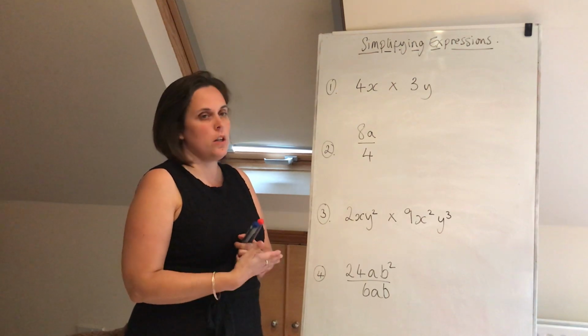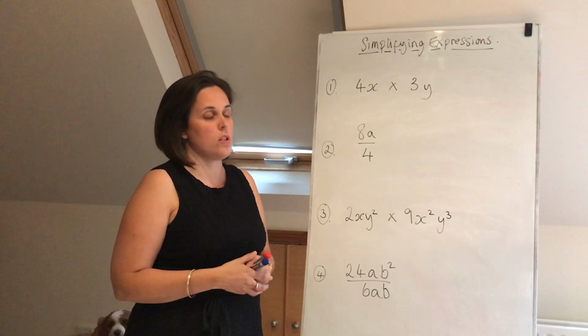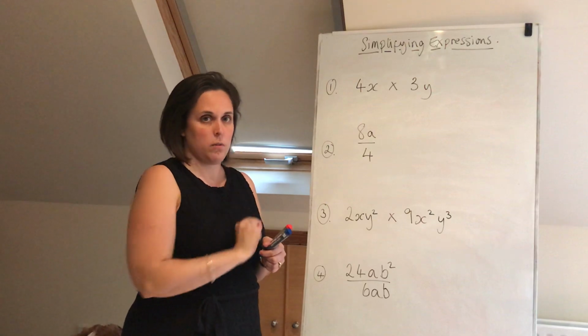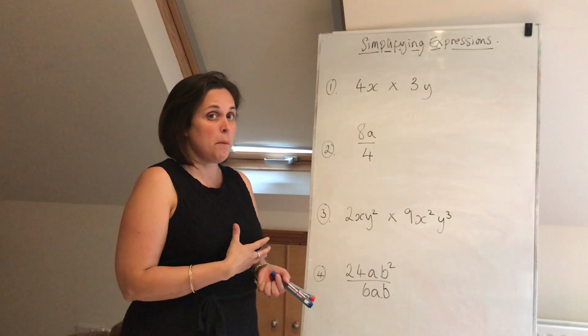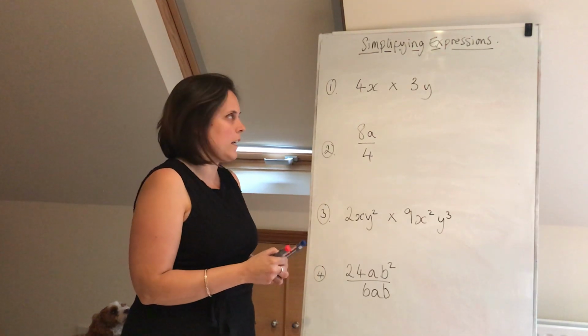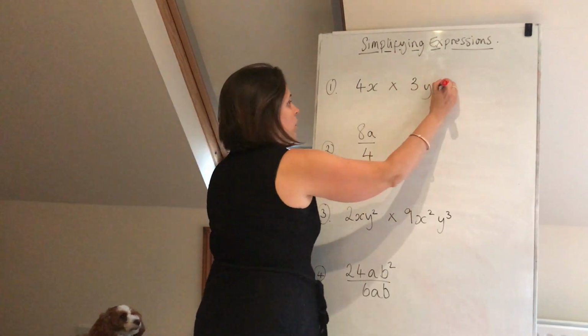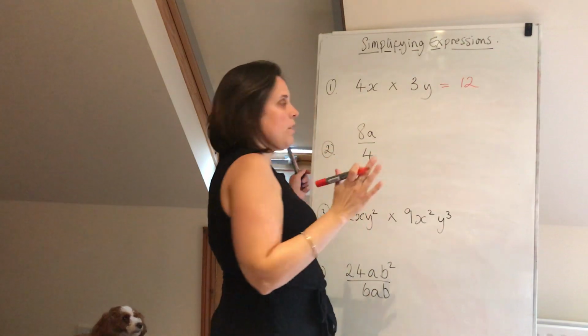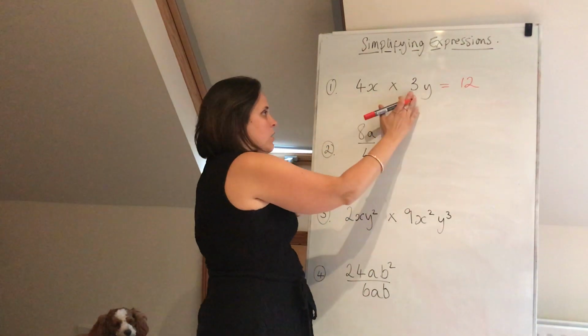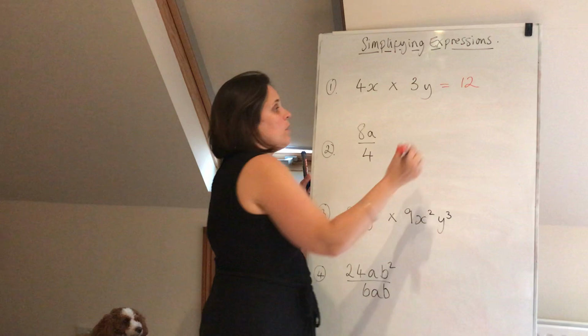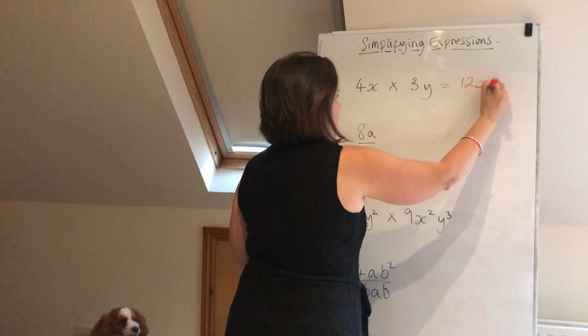Now when we're multiplying two letters together which are different letters, all we do is write them next to each other. But obviously when you multiply numbers then you can actually work out what that is. So for example, 4 times 3 we know is 12. But the only other thing that we can do here where we've got x times y is just literally write it as xy. Okay?